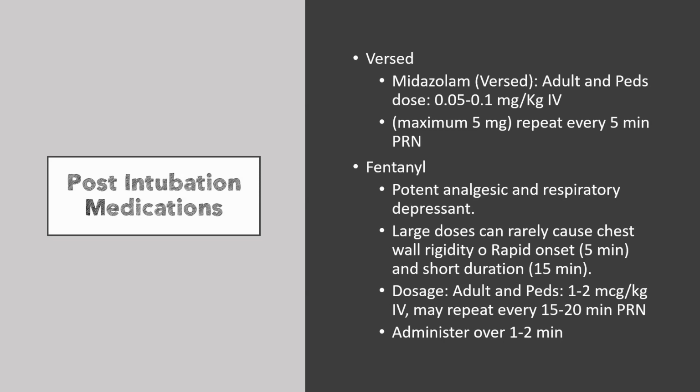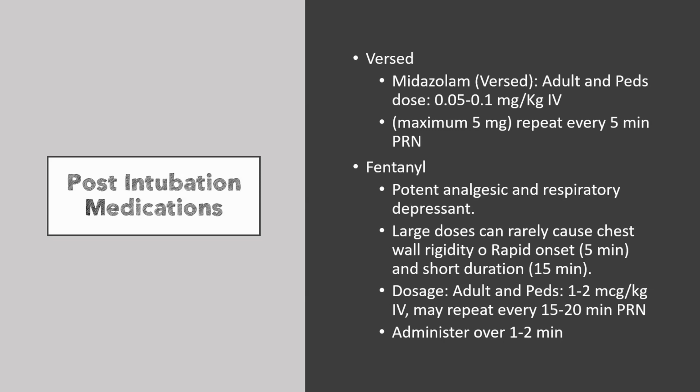So you have Versed. The dose is 0.05 to 0.1 milligrams per kg. Max of 5 initially. You can repeat that, though, every 5 minutes. It's always good if the blood pressure is marginal to start off with the lower end, but if the blood pressure is high, then it's okay to go to the high end.